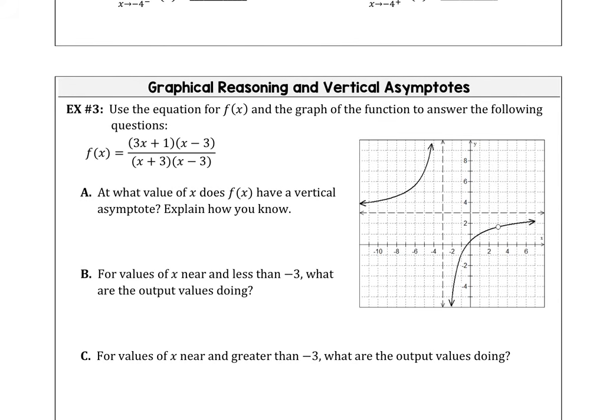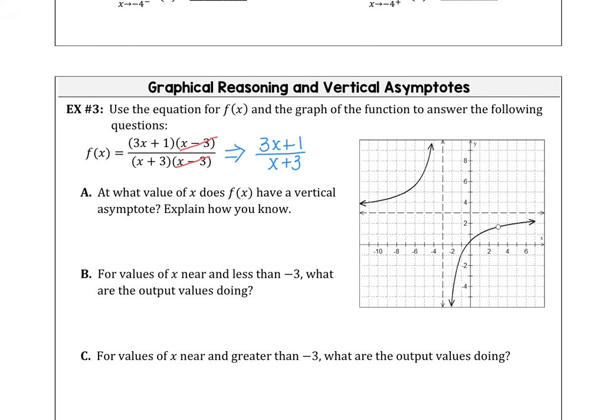This time we're looking at the graph, and we're going to answer based on the graph. So first, noticing from the function, we can reduce and simplify by taking out that common factor. That leaves us with 3x plus 1 in the numerator. That's where the 0 is coming from. And x plus 3 in the denominator. That's where the vertical asymptote comes from.